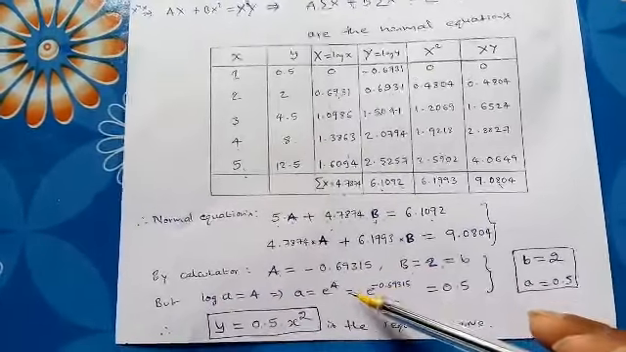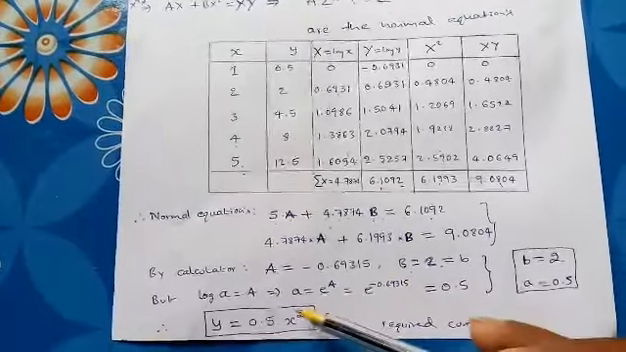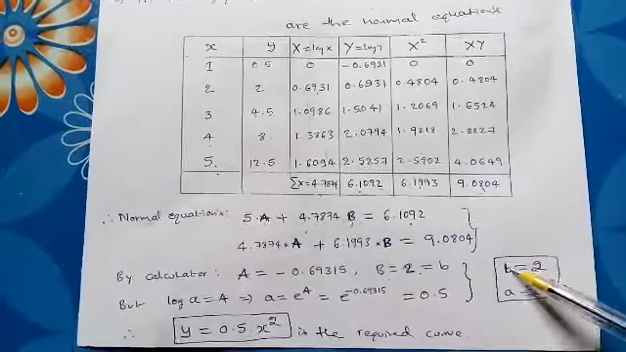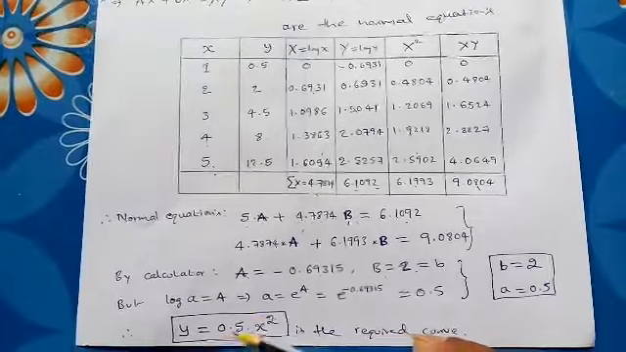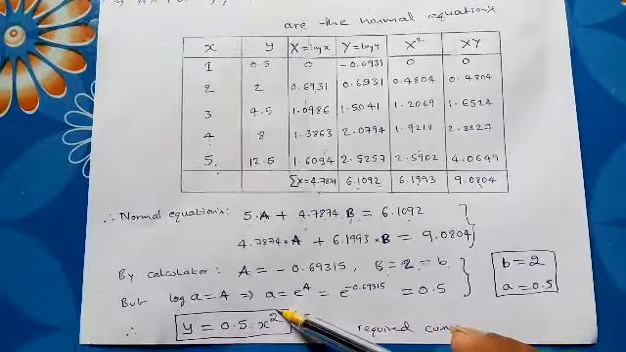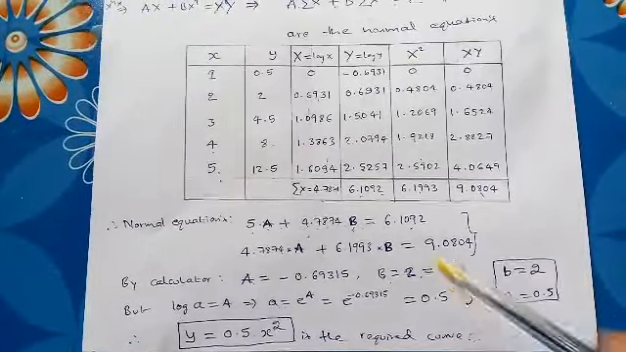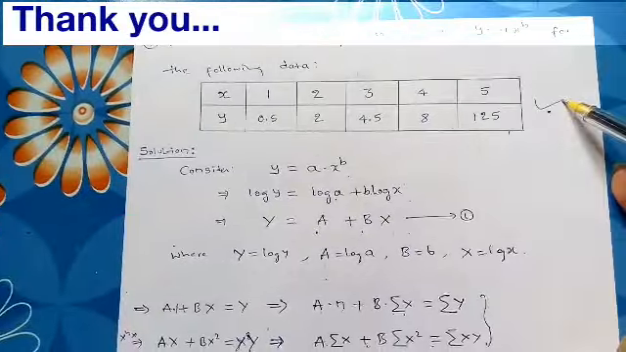Substitute the value of capital A here. E power capital A value is 0.5. This is the value of small a. So a is 0.5, b is 2. By substituting into the given curve, y equals a into x power b, this is the required curve, which is the curve of best fit to the given data.